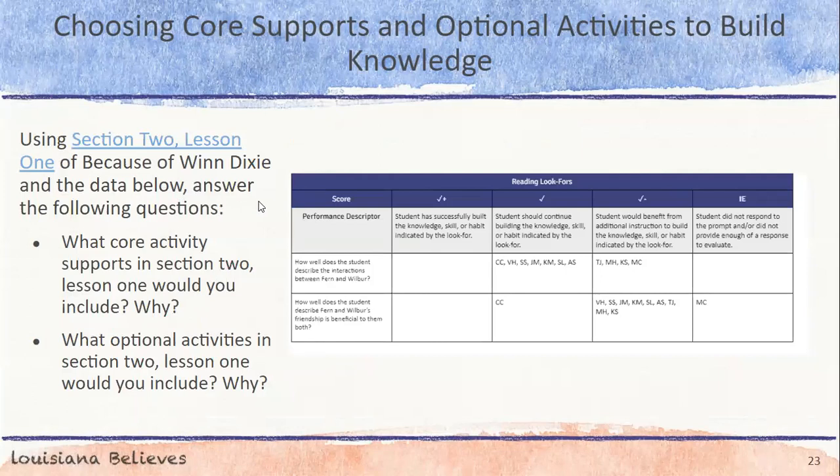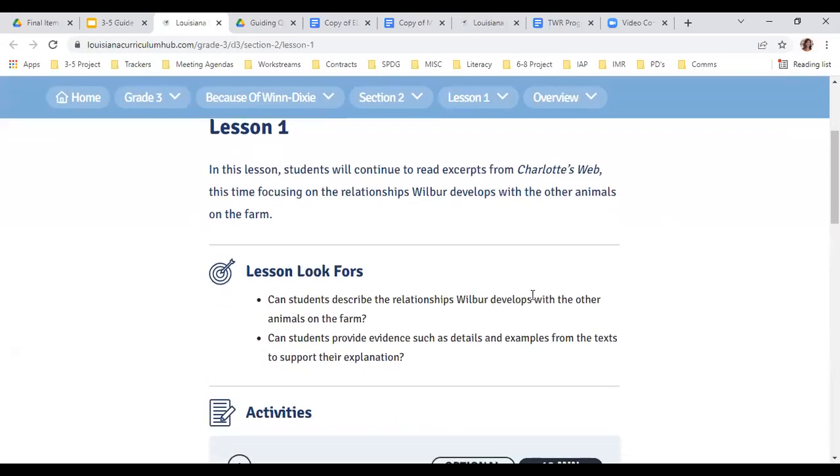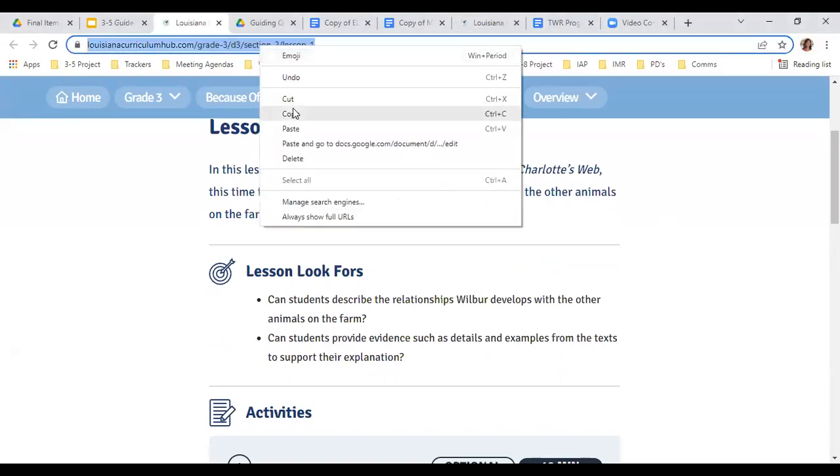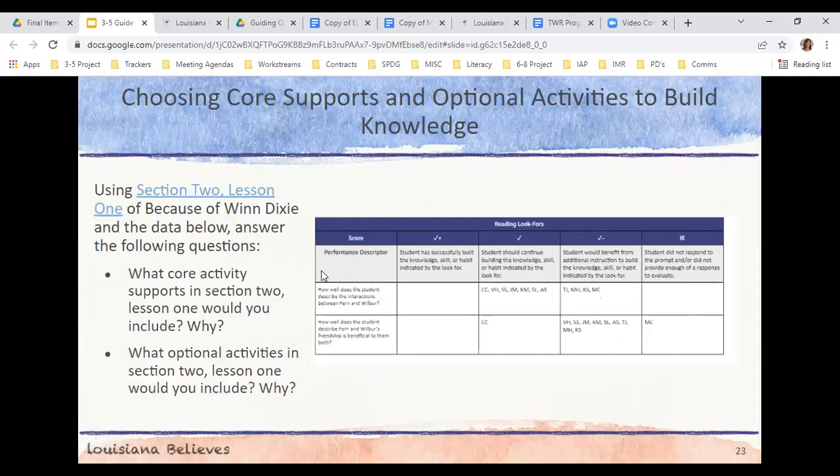All right, so with the class data that we just discussed in mind, let's look at section 2, lesson 1 of Because of Winn-Dixie. Let's go ahead and dig in to answer the questions on the slide. What core activity supports in section 2, lesson 1 would you indicate? And why?